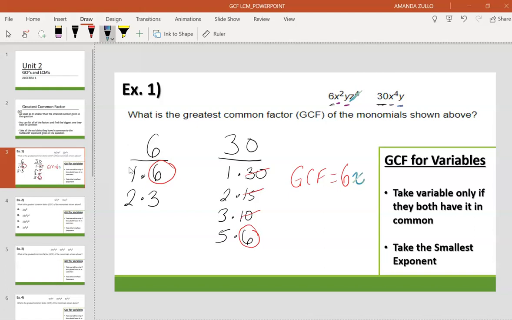and you're going to take it to the smallest exponent. So we have an x to the 2 or an x to the 4. Obviously 2 is smaller than 4, so get that there. And then we have a y and a y. They're both y to the first power. You can't see the one, but we should know it's there. So I'm just writing down a y. So we have 6x squared y. That's your greatest common factor. Now you're done. Okay, that's doing it long-handed.